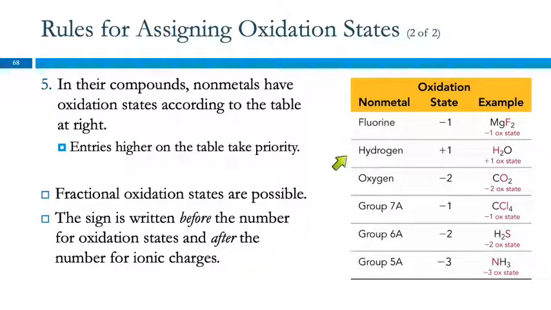Next up is hydrogen. Hydrogen gets to choose. Hydrogen's going to choose +1 because that's the ion it usually makes. Then is oxygen. Oxygen will always choose -2. Again, the charge that its ion would have. And then it's anything in group 7, anything in group 6, anything in group 5. So we need to be able to remember this list.